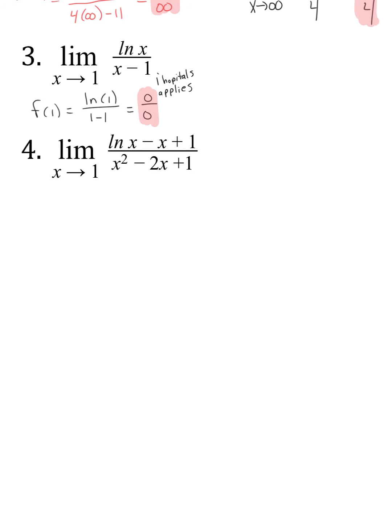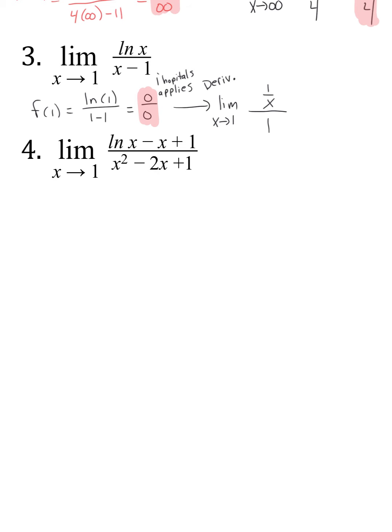Okay, so now we go to work and we take the derivatives. So the limit as x approaches 1. The derivative of the numerator, ln x, is 1 over x. The derivative on the bottom, the derivative of x is 1, and the derivative of negative 1 is 0. So our derivative gives us 1 over x, over 1.